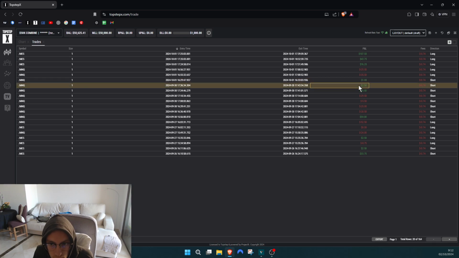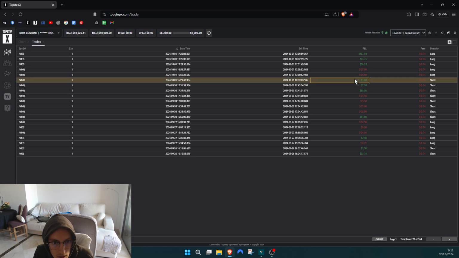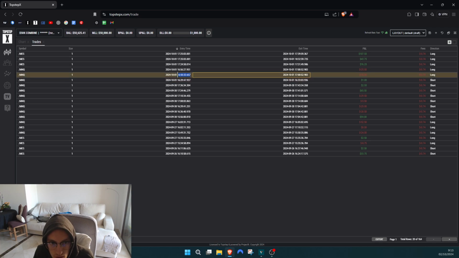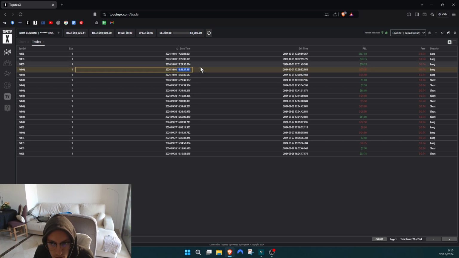So here, just to double check, the first trade was at half past. Tried to short, failed. Tried to long, failed. Tried to long again. This is scaling up the position, and then this is the final one.